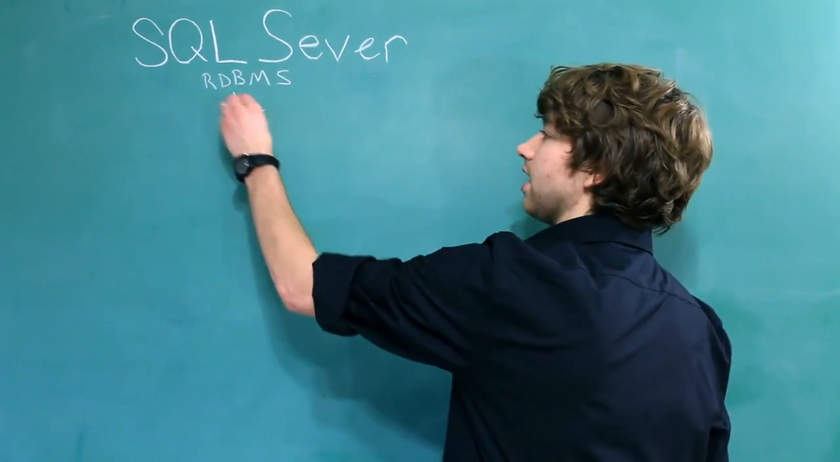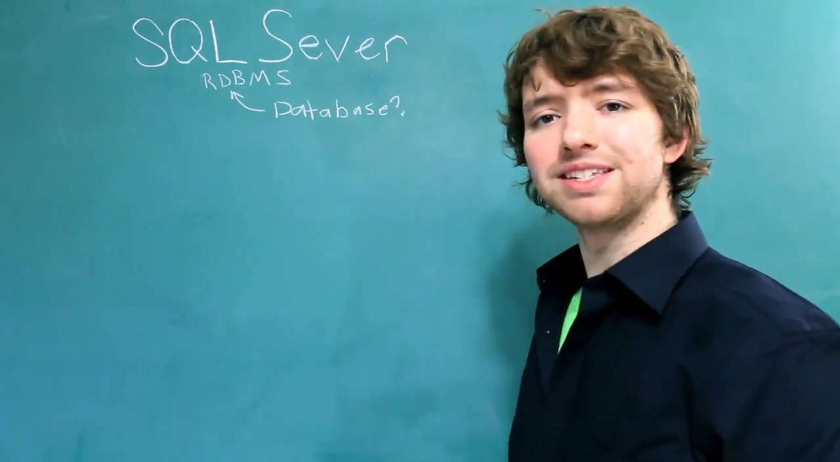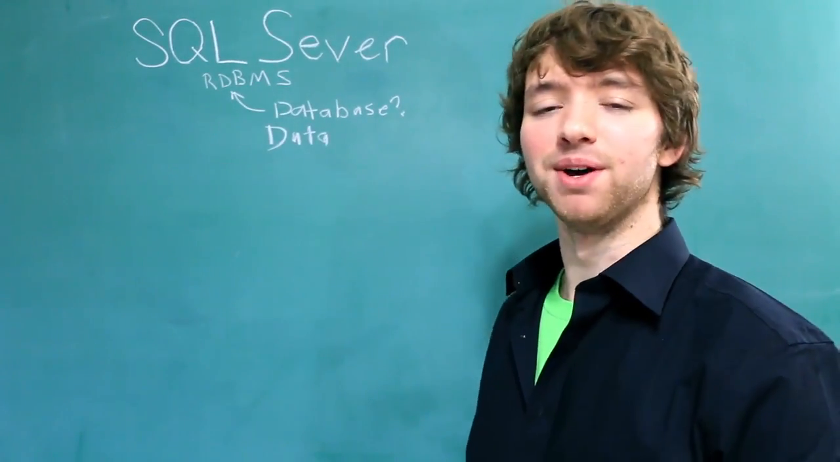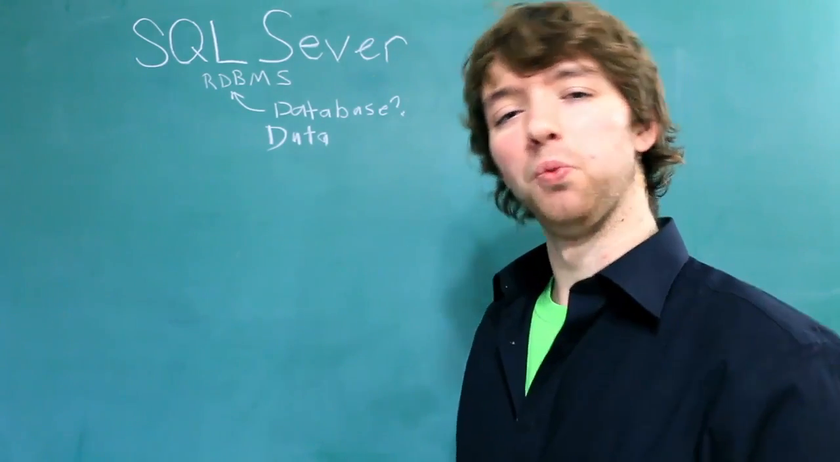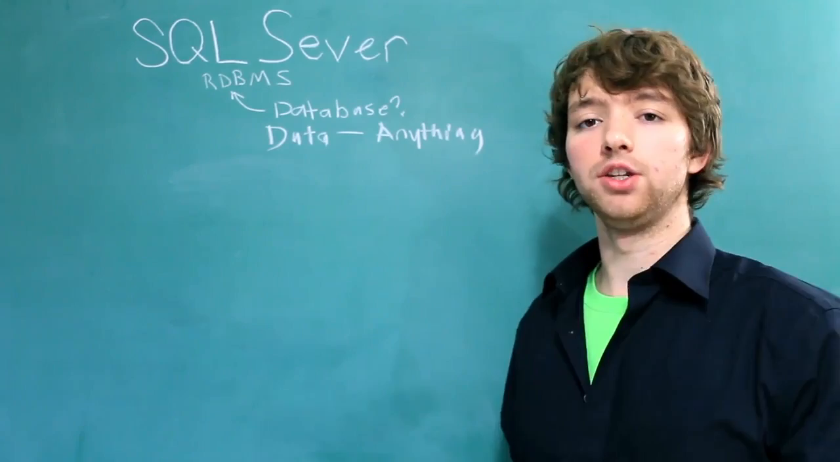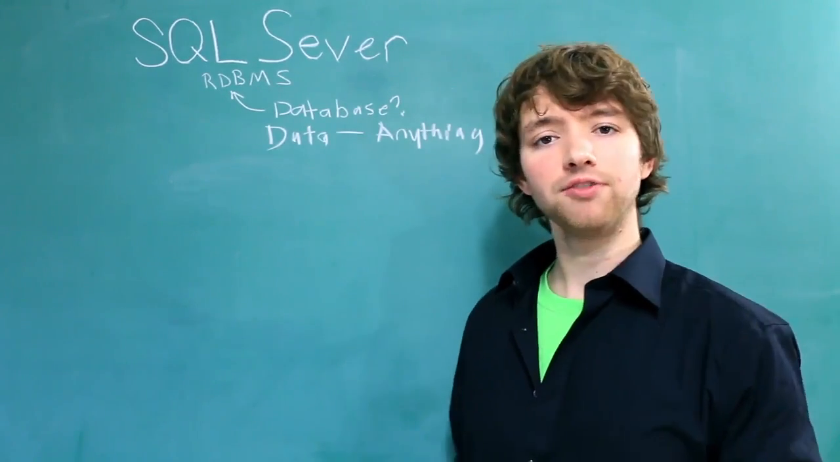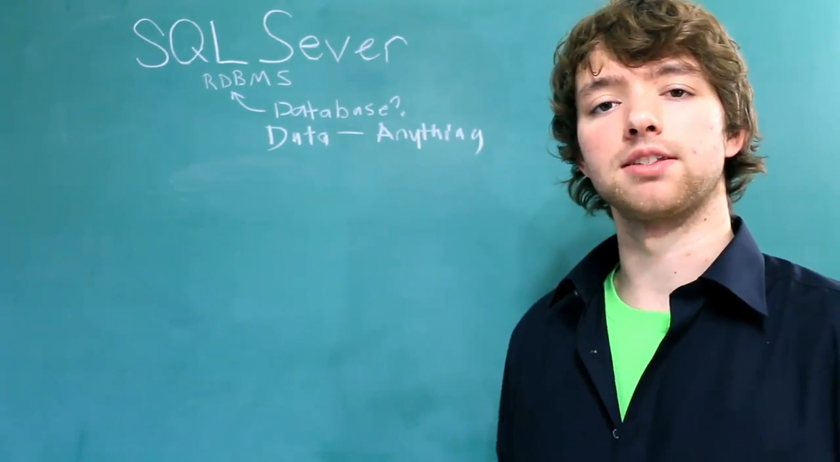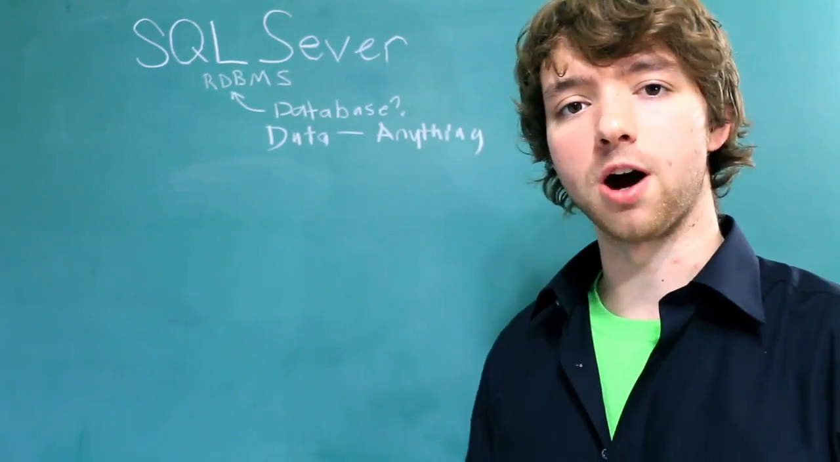Now, what is a database? A database's job is to store data. Now, I know that's pretty obvious from the name, but let's get a little bit more specific. What is data? Basically, data is anything we want to store and use at a later date. Oftentimes, databases are used for businesses. That way they can analyze data and make business decisions off of that data.